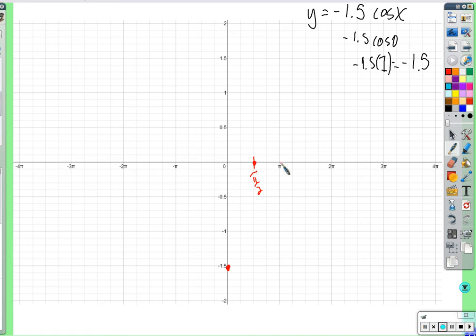Okay, we come to pi. What's the cosine of pi? No, what's the cosine of pi? Just that one. Cosine of pi is negative 1. But then we multiply that negative 1 by negative 1.5. That's a positive. We get a positive 1.5. We come to 3 pi over 2. 0. Just one more. What's the cosine of 2 pi? It's 1. And 1 times negative 1.5? Negative 1.5.